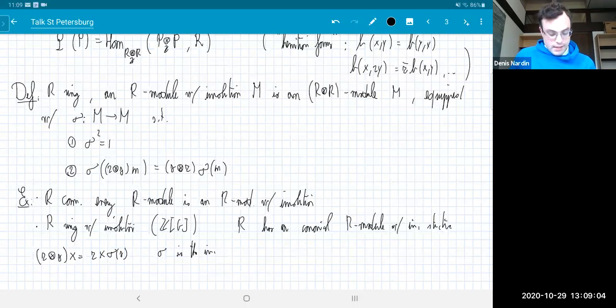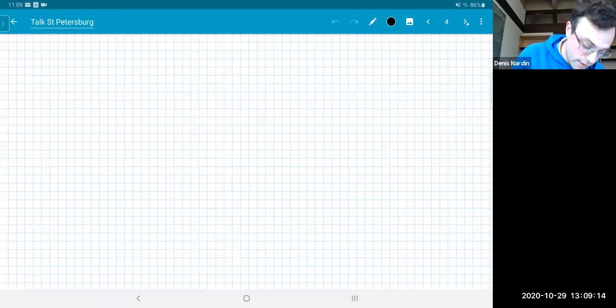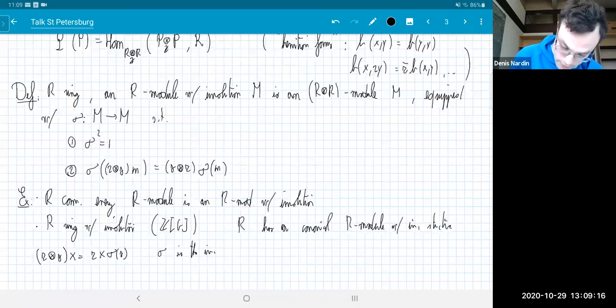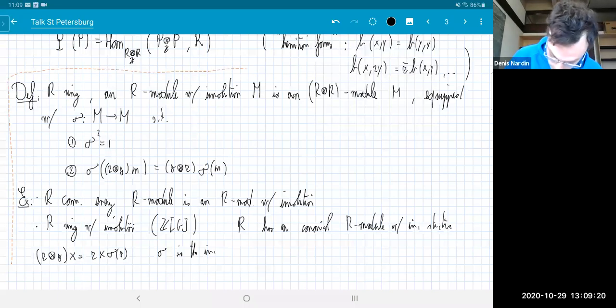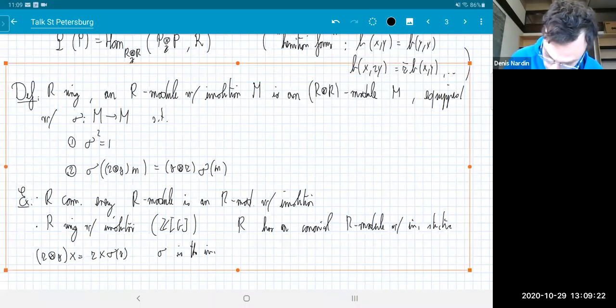And in fact, if you go back, you see that all the definitions of symmetric bilinear and quadratic forms can take value in modules with involution. In order to talk about unimodular things, we need, actually, let me copy it. These pages look smaller than they are when I teach.